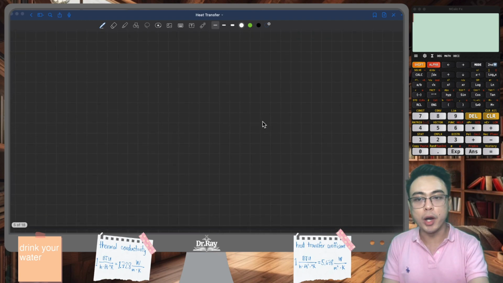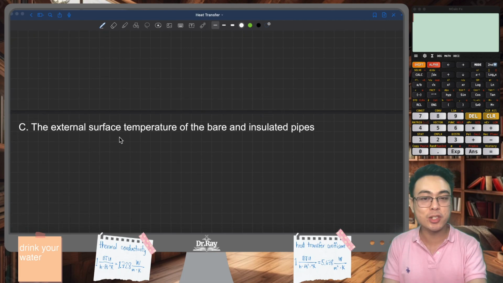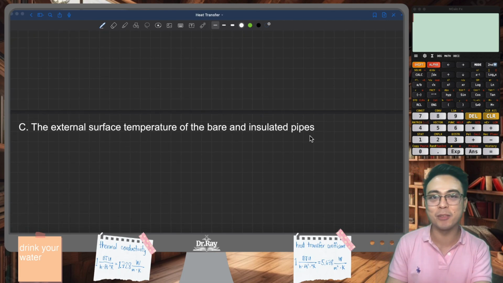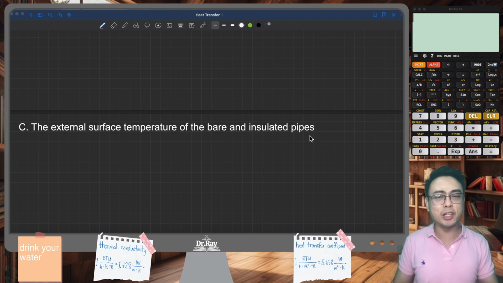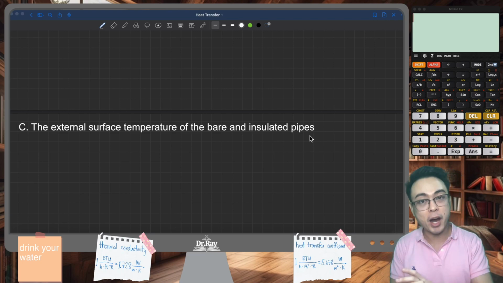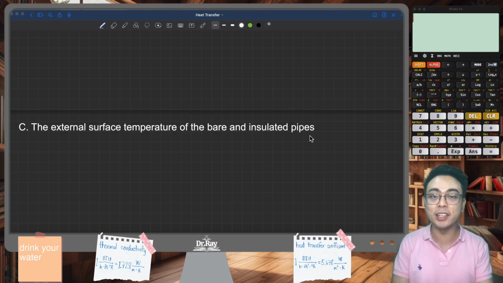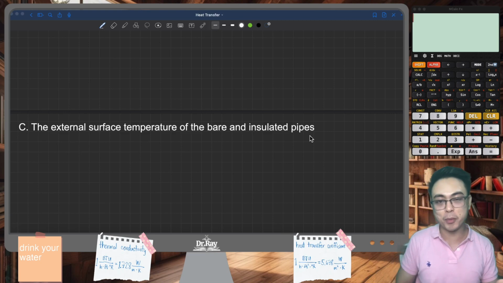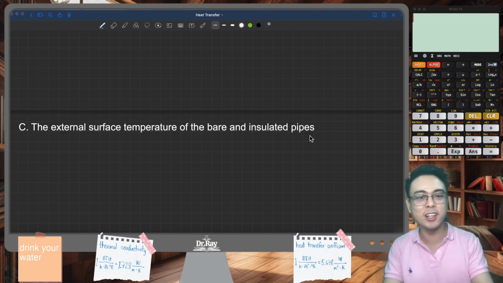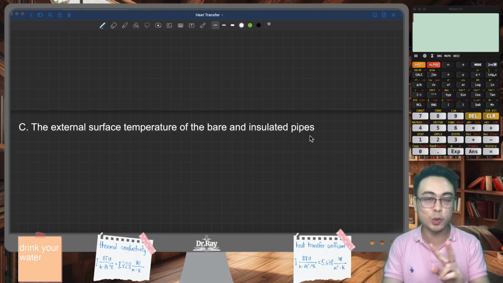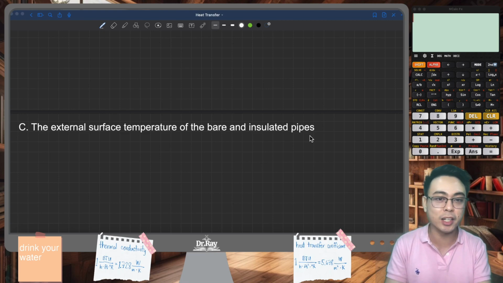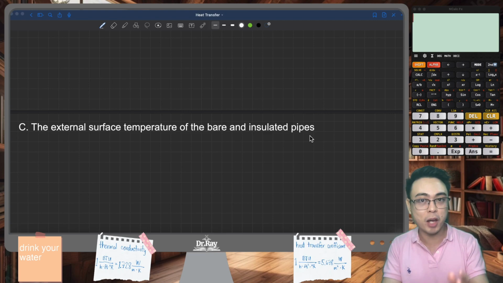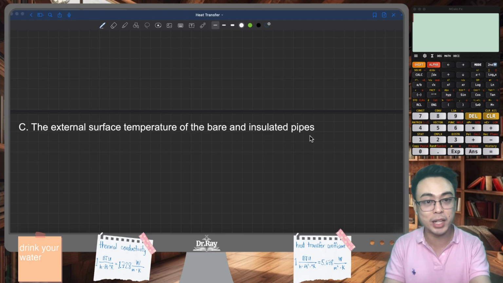Now, for the final one, we want to determine the external surface temperature of the bare and insulated pipes because we want to see what's the difference between a pipe that's bare and a pipe with added insulation. So would that affect the overall external surface temperature of the pipe? Hopefully it will, right? Because the purpose of the insulation is twofold. It's first to reduce the rate of heat loss. And the second one is, of course, to protect ourselves because we might accidentally touch the pipe and we don't want its surface temperature to be that hot.